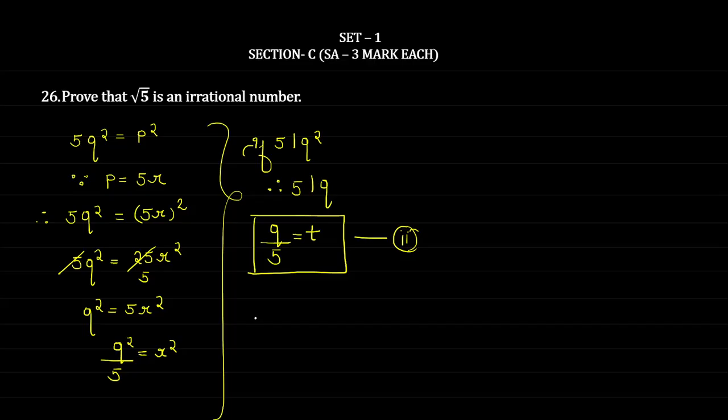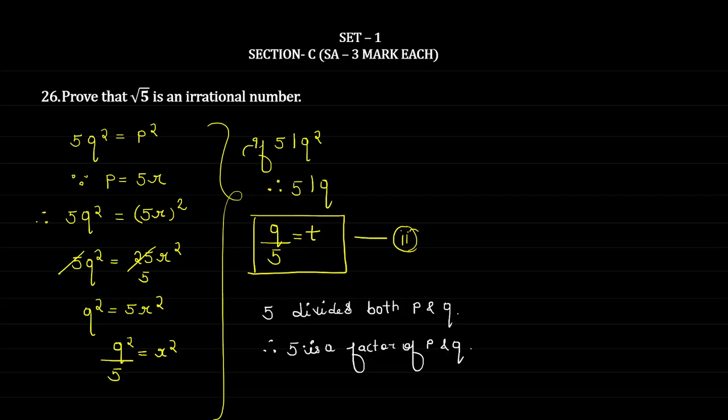That proves that, let me write here, 5 divides both p and q. Therefore, 5 is a factor of p and q. That is the meaning. And hence, finally, we can say that p and q are not co-prime numbers. That's it, we are done.